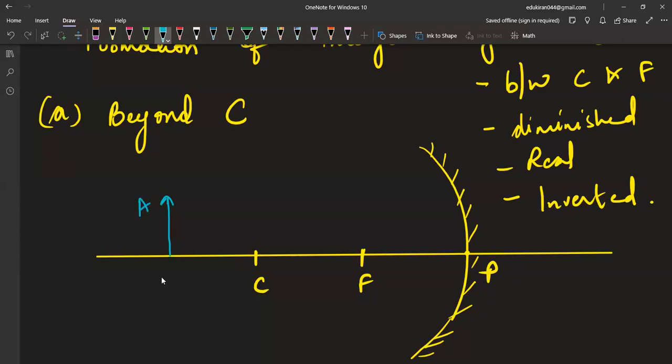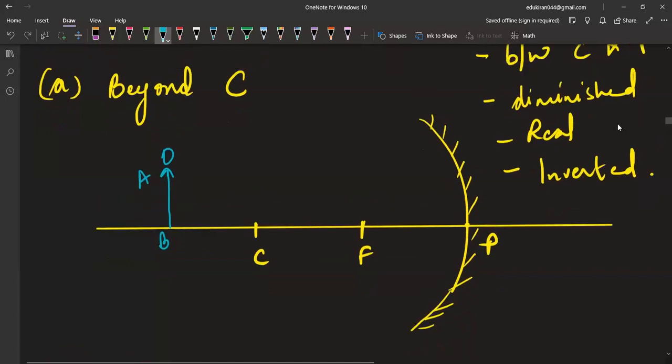Like this, A, B, this is the height of the object AB. I have kept it before the center of curvature. Anywhere before the center of curvature you can keep it. Now, according to the laws which we have studied, what was the first law? Light rays coming from one end of the object will be parallel, and if the rays are parallel, they'll pass through the focus.